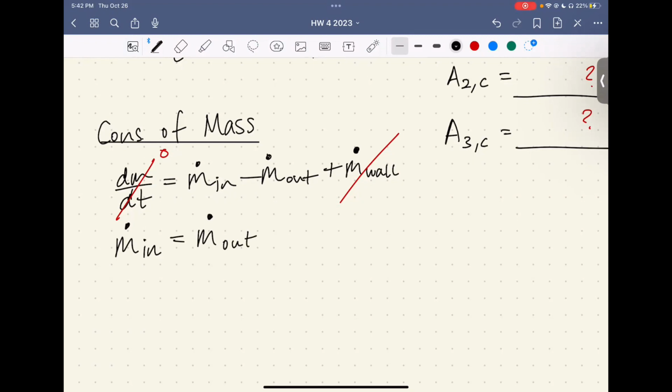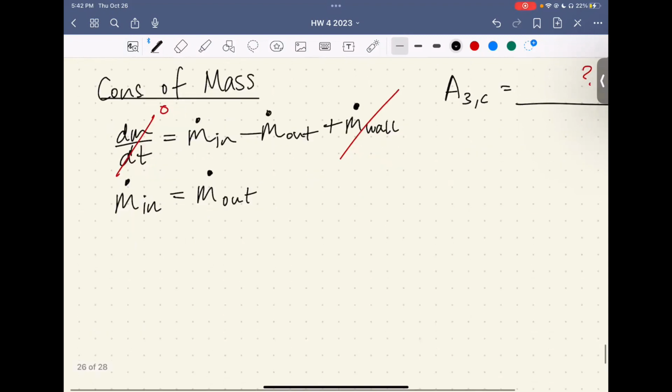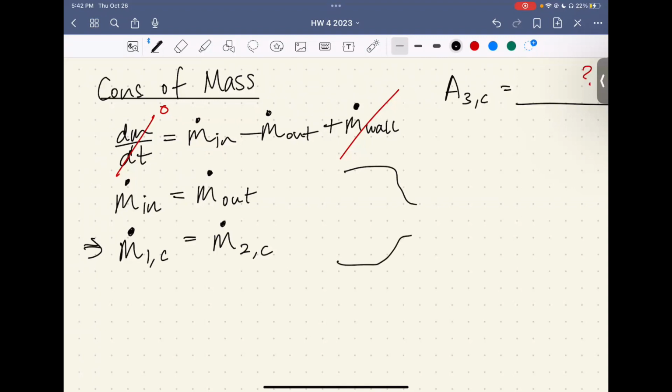But let's think for a second. It's not just m in, m out. Let's make it really specific to our problem. That means it's going to be m dot 1C, catheter, is equal to m dot 2C, right? Let me draw out what that is. So we have our 1 right here, and we have 2, right? 0.1, 0.2. So that means we at least modeled this first half.